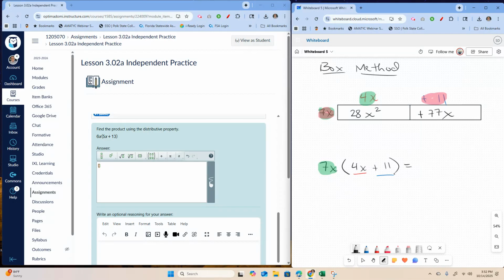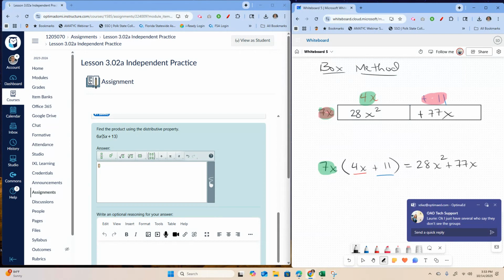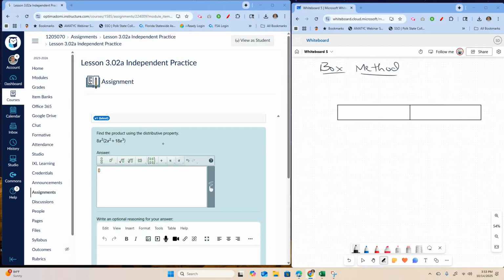So what is the answer of this multiplication? 28x squared plus 77x. Okay, so you can see how I multiply a monomial by a linear expression using the box method. All right, let's go to the next one. Here's problem number 3. And again, I'm going to change the numbers.